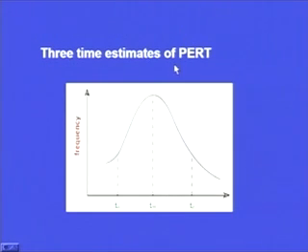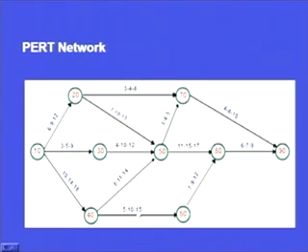Now 3 time estimates are there in PERT: the optimistic time, the most likely time, and the pessimistic time. So there are 3 different time estimates in the case of PERT, as it is probabilistic in nature. Now we see that we have a PERT network as well.